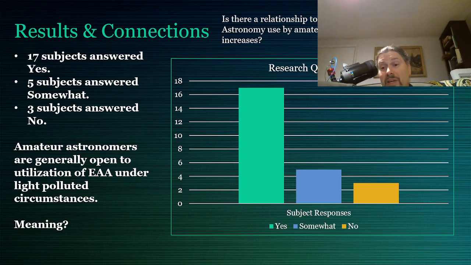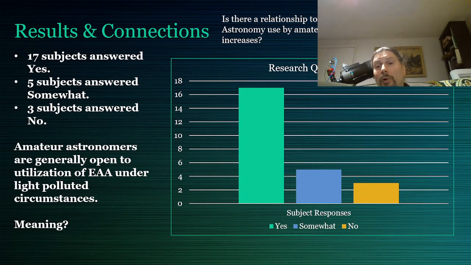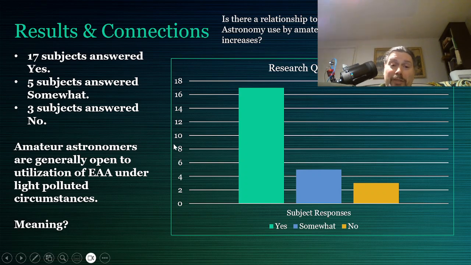And some of the ones that have answered no altogether use EAA because, no matter what, they've abandoned visual astronomy and they can see more. They can see more through their, sorry, through their camera and software than they can through a telescope. So they've put their eyepieces on the shelf, never to use them again.